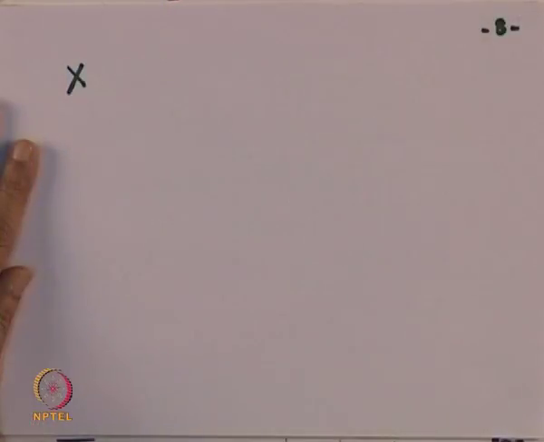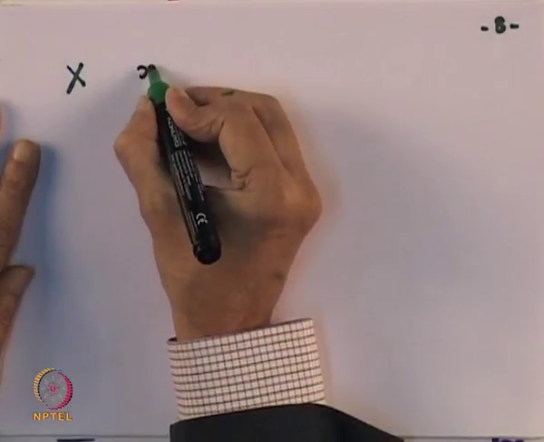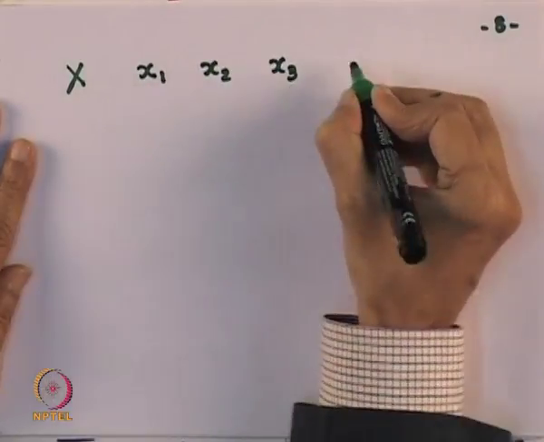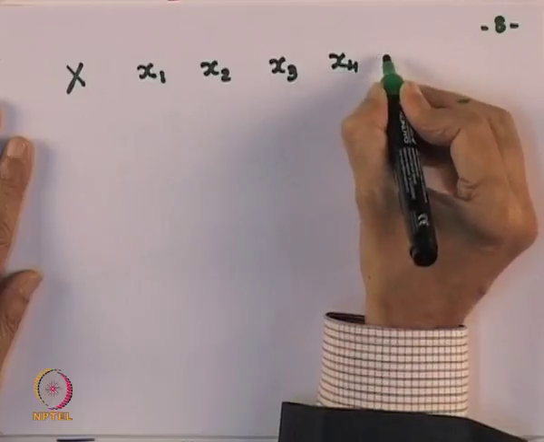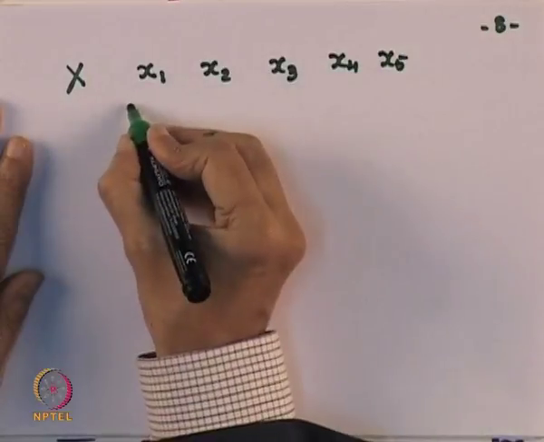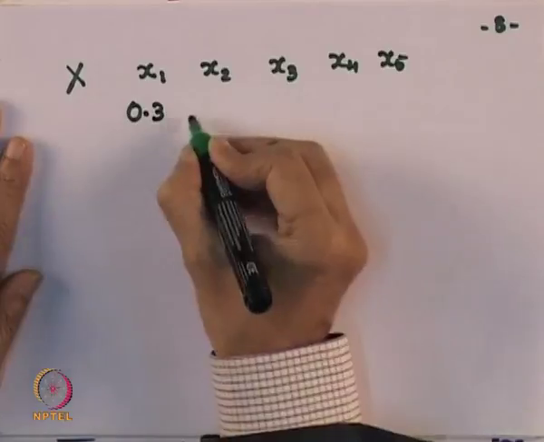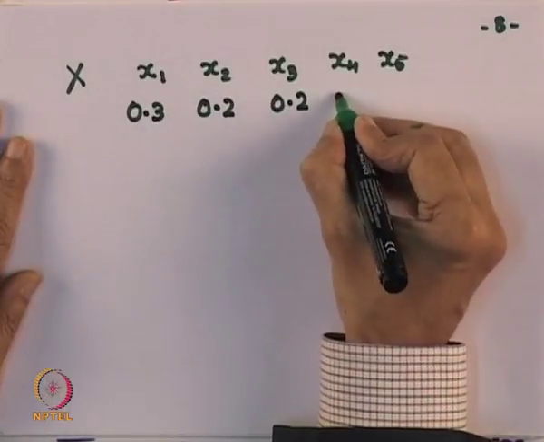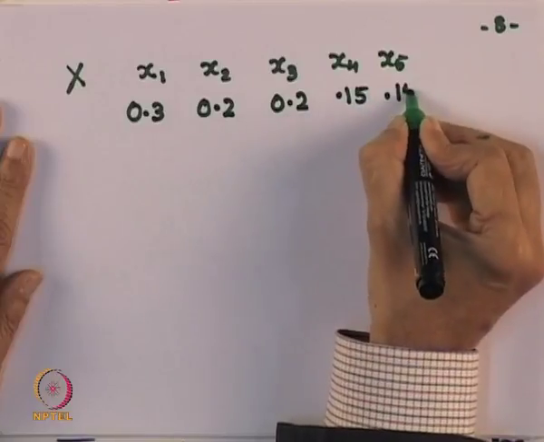Just to tell you what is the connection of this with the decision tree issue that we talked about. Let me talk about an event described by a random variable which has, let us say, the following 5 possibilities: x1, x2, x3, x4 and x5. This has probability 0.3, this has 0.2, this is 0.2, 0.15 and 0.15, total adds up to 1 of course.